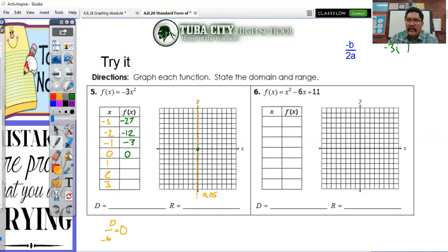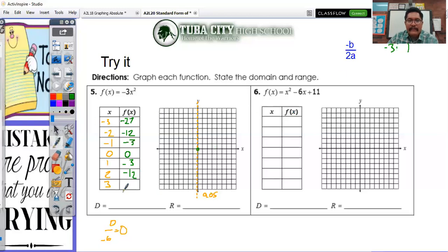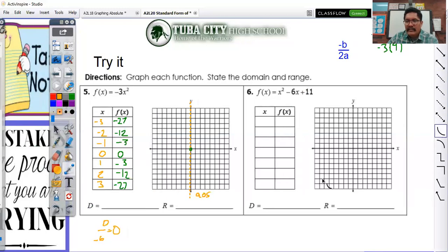So plug in 1, and 1 squared is 1, and negative 3 times 1 is negative 3. Let's put 2 in there and see what happens. 2 squared is 4, and 4 times negative 3 is going to be negative 12. And let's do the last one, and that will be 3. And 3 squared is 9, and 9 times negative 3 is negative 27. And from here, we should have enough information to graph our parabola.